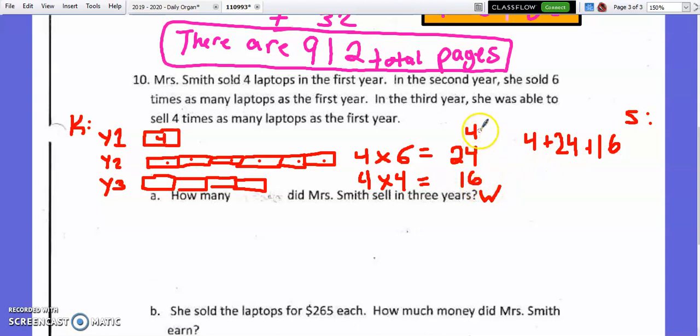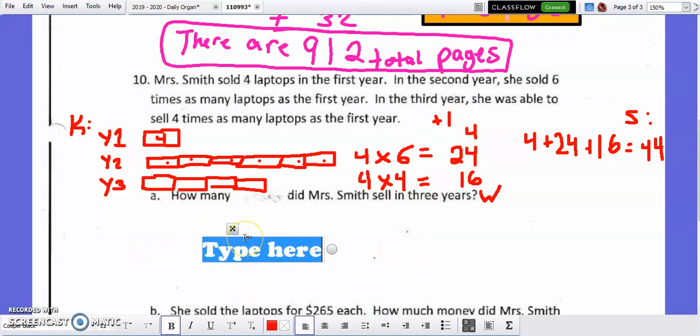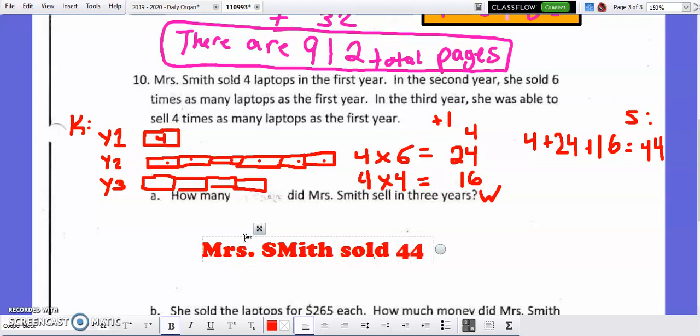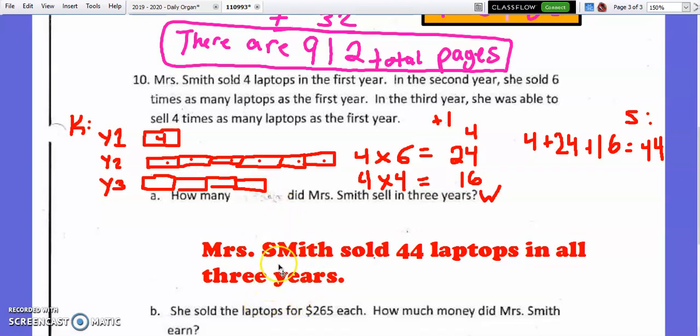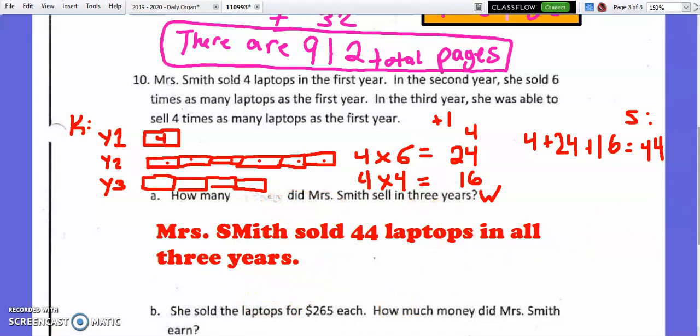6 and 4 is 10, plus 4 more is 14. Carry my 1. Then in my tens, I add 1, 2, 3, 4, which shows me that she sold 44 laptops in all 3 years. And that's what I would tell the students to type down here. Mrs. Smith sold 44 laptops in all 3 years. How did I know that that was the actual question? I went back to the W and then flipped it into my answer.